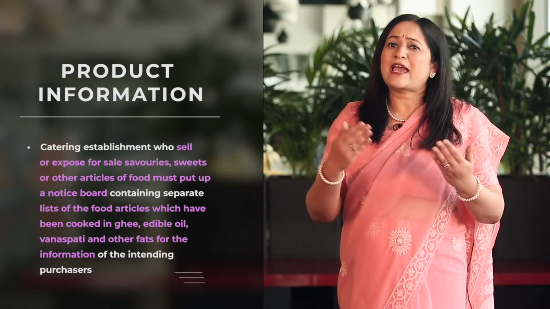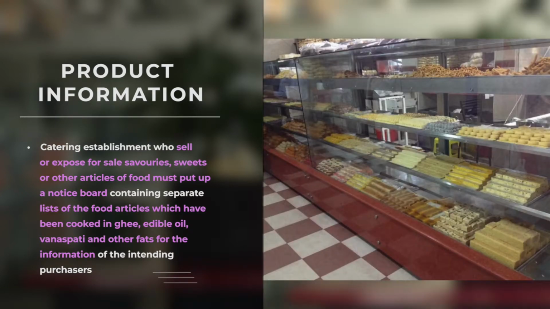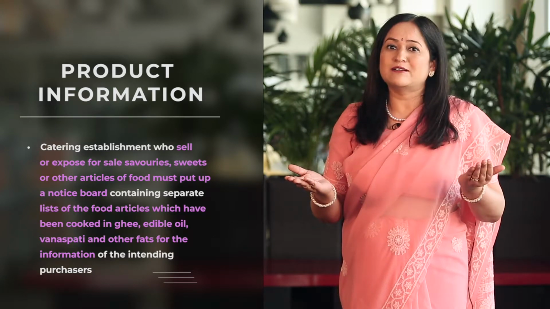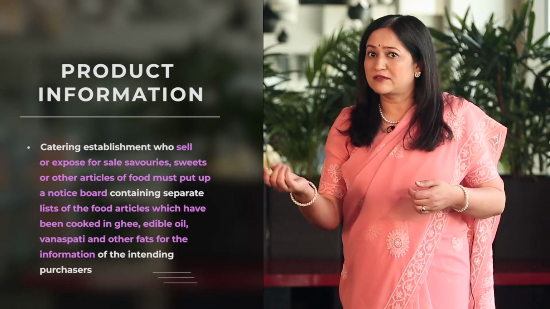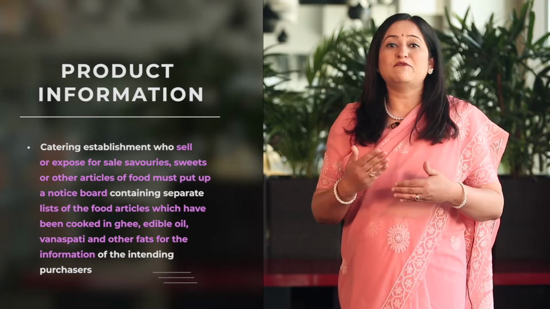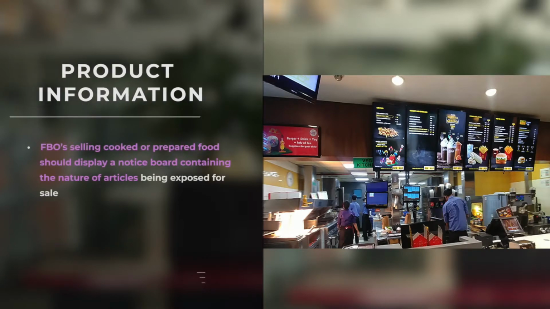Proprietors of hotels, restaurants and other food stalls who sell or expose for sale savouries, sweets or other articles of food must put up a notice board containing separate lists of the articles which have been cooked in, for instance, ghee, edible oil, vanaspati and other fats for the information of the intending purchasers. Food business operators selling cooked or prepared food should display a notice board containing the nature of articles being exposed for sale.